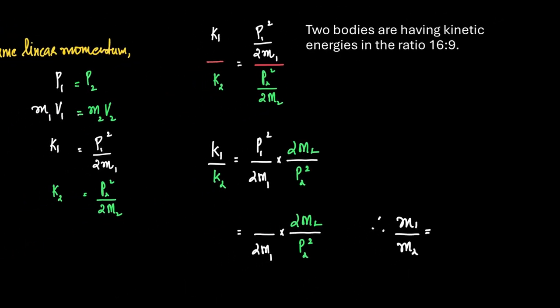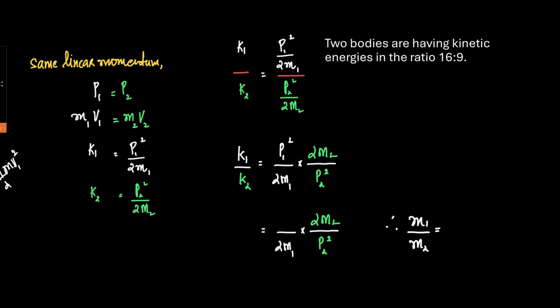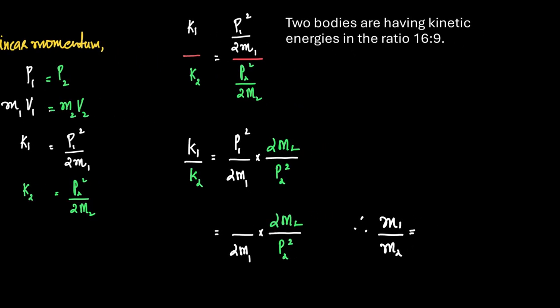Now it is given that these two bodies have the kinetic energy in the ratio 16:9, which means K1 by K2 is actually equal to 16 by 9, which is p1 square by 2m1 divided by p2 square by 2m2. So I can write p1 square by 2m1 into the reciprocal of this, which is 2m2 by p2 square.